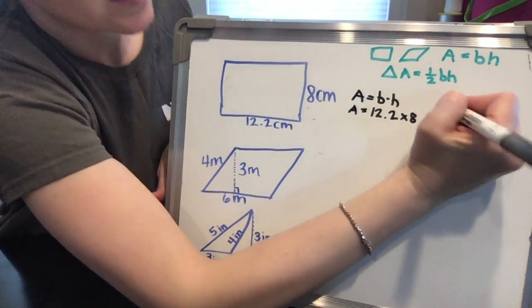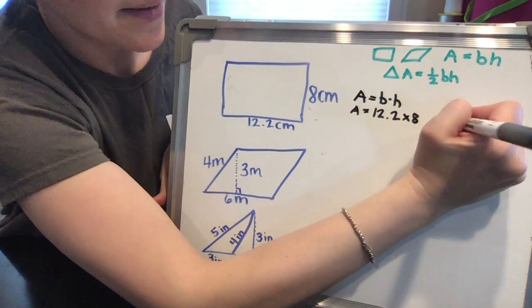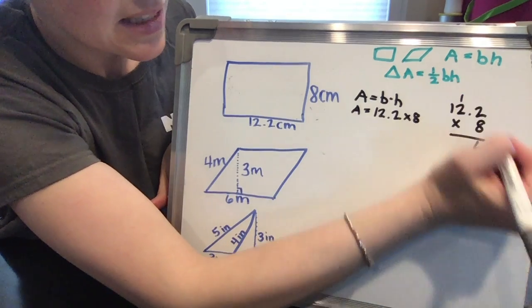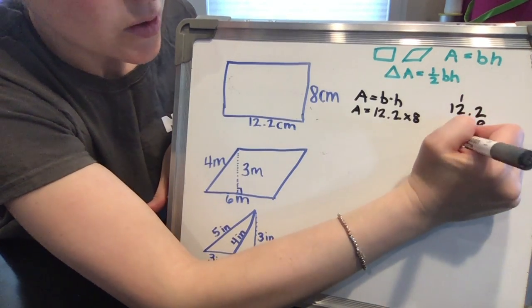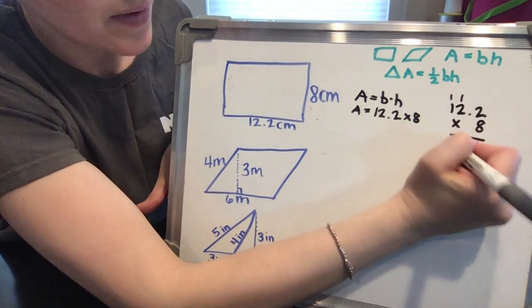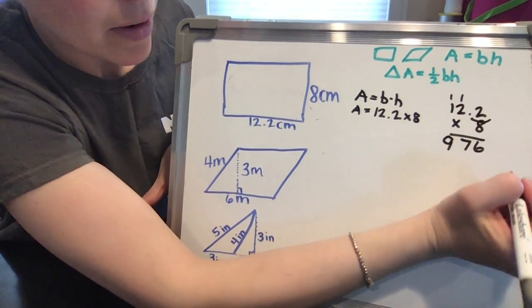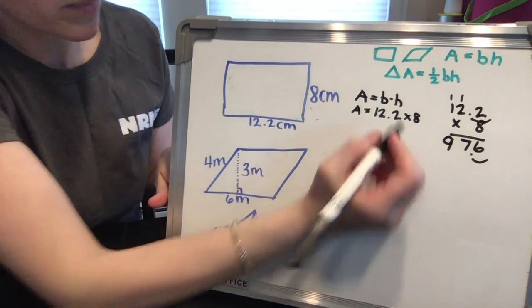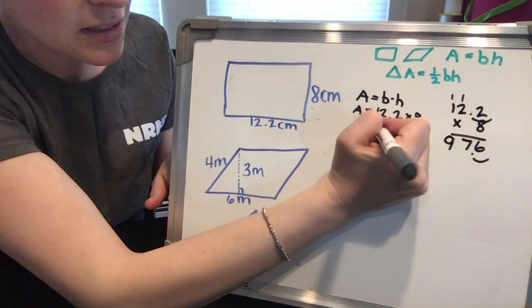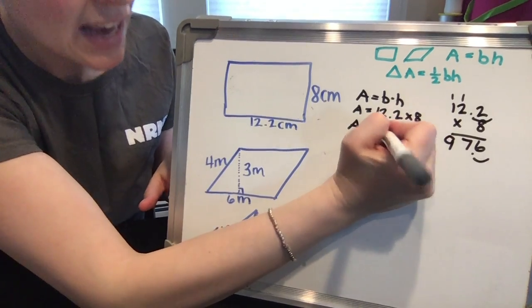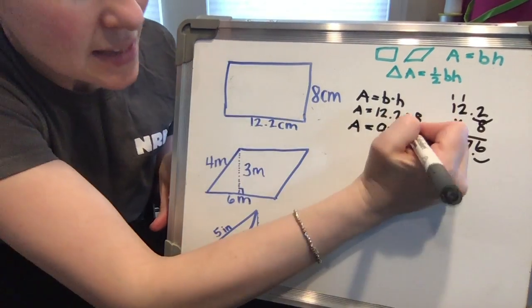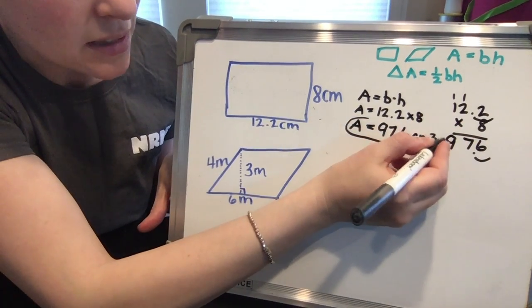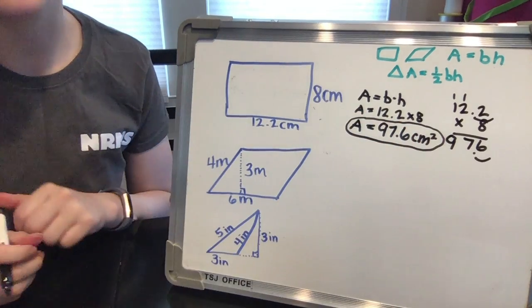Since I don't know this mental math, I need to jot this off to the side. 12.2 times 8, I'm going to do 8 times 2 is 16, 8 times 2 is 16 again, plus 1 is 17, 8 times 1 is 8, plus 1 is 9. When I count up my decimal places, I get 97.6. So I'm going to write it over here. Area equals 97.6, and I just need my label. It's going to be centimeters squared, or square centimeters. There's 2 ways to say that.